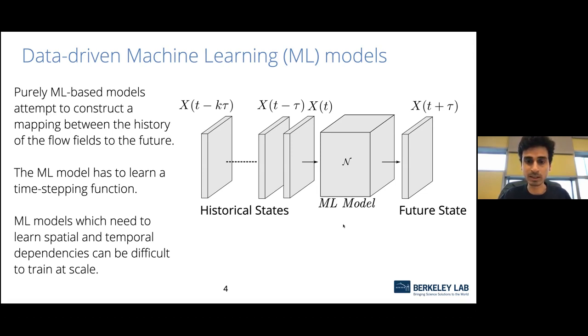format remains the same, which is you're trying to create a mapping between the historical states of the dynamical system up to the present time t, and then use the machine learning model in a supervised way to predict the next time step, which is x at t plus tau, some time in the future. In this case, the machine learning model has to learn a time stepping function, and such machine learning models, which need to learn spatial and temporal dependency, can be difficult to train at scale, as we will see in the next part of the talk.